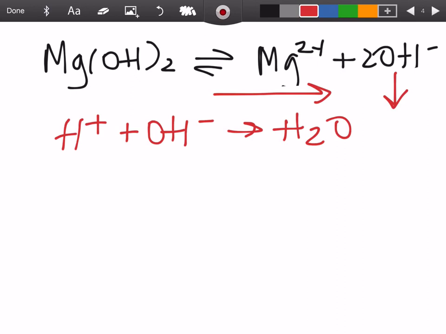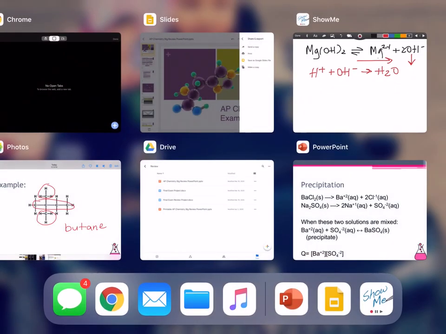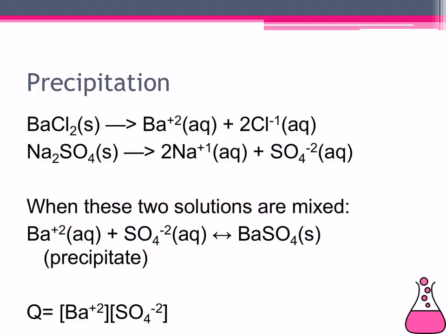So those were the two example problems that we left off on. Let's switch back to the PowerPoint. And we should have left off on this slide over here.